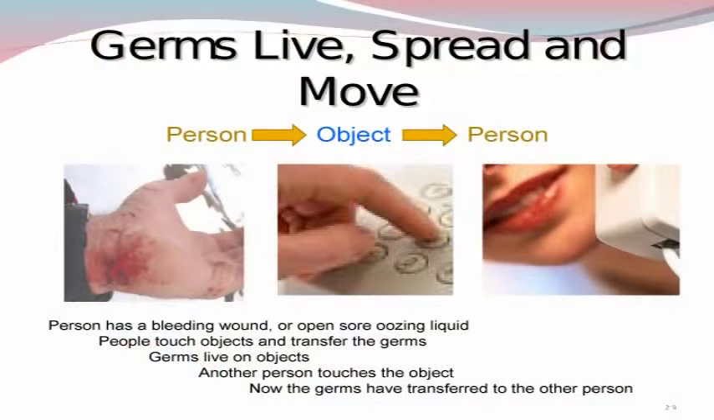So germs live, spread, and move basically from person to object to person. So if I had an open sore on my hand and I was using the telephone, and then somebody else picked up the telephone, and then they touched part of their body with it, that's how it would spread, okay, how it would transfer.